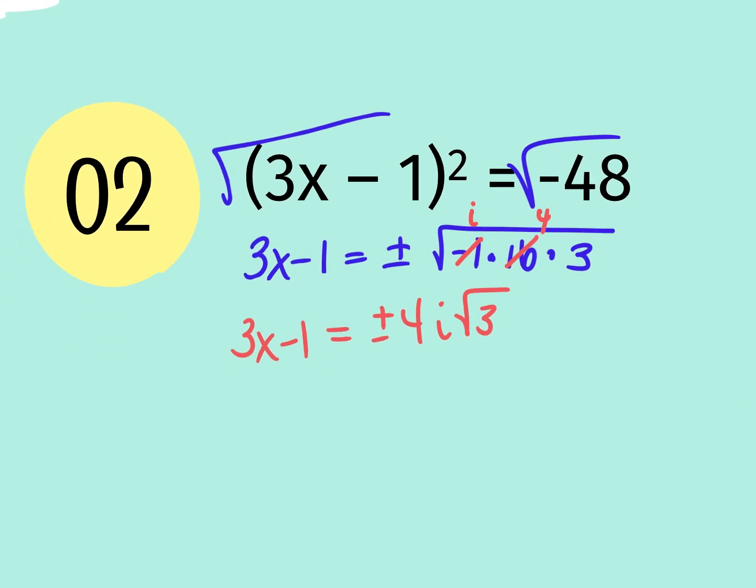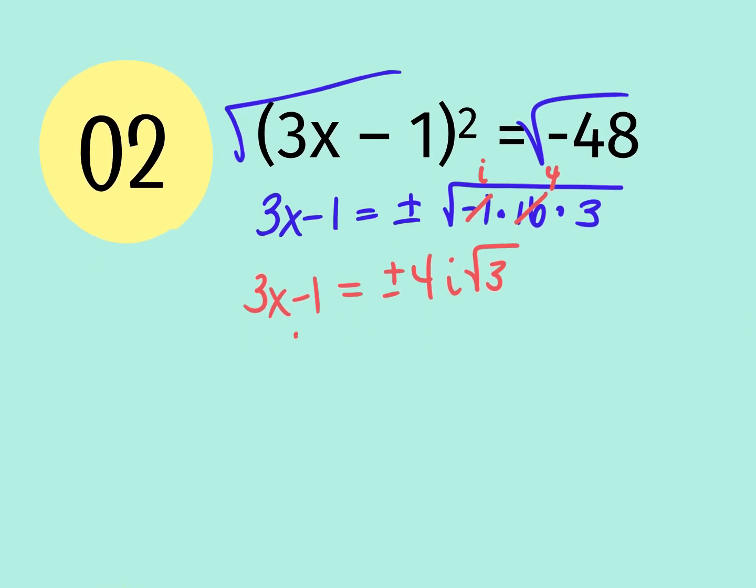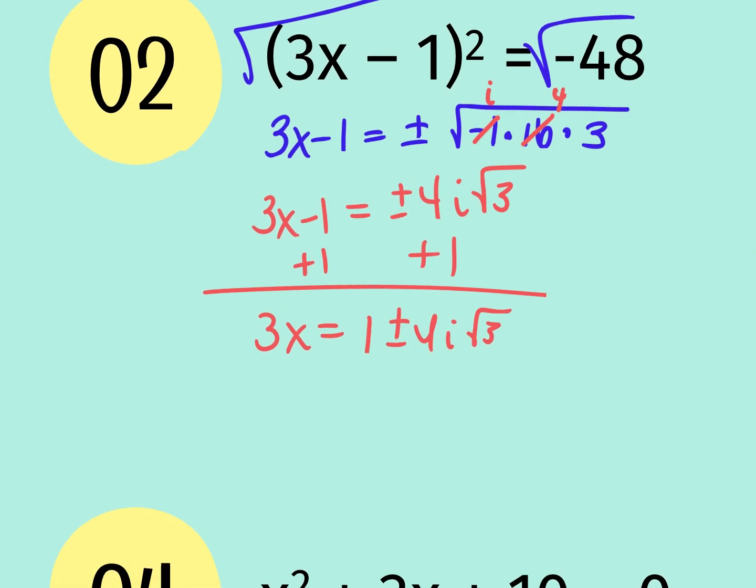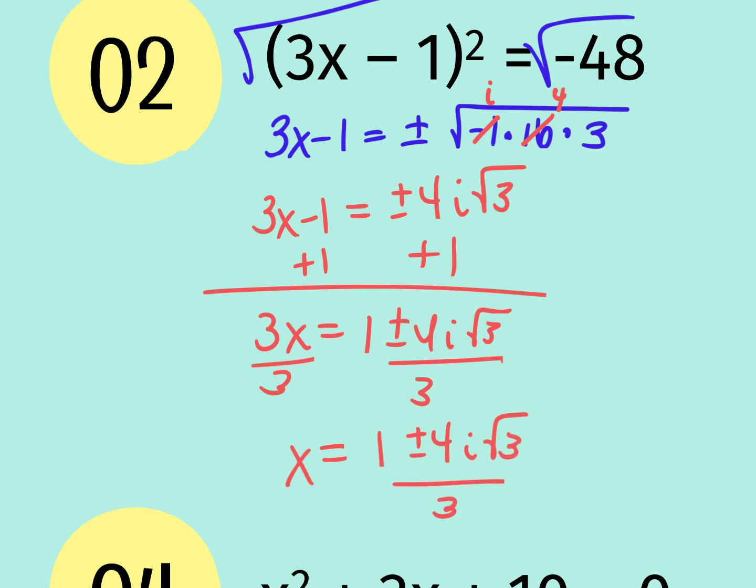Guys, you have to follow order of operations here. Some people on your test, when you got to a point like this, divided by 3 and then added 1. Is that the correct way to do it? No, what do we have to do? You have to add 1 first. So 3x equals 1 plus or minus 4i root 3. And then do what? Then we divide by 3. So x equals 1 plus or minus 4i square root of 3 over 3.